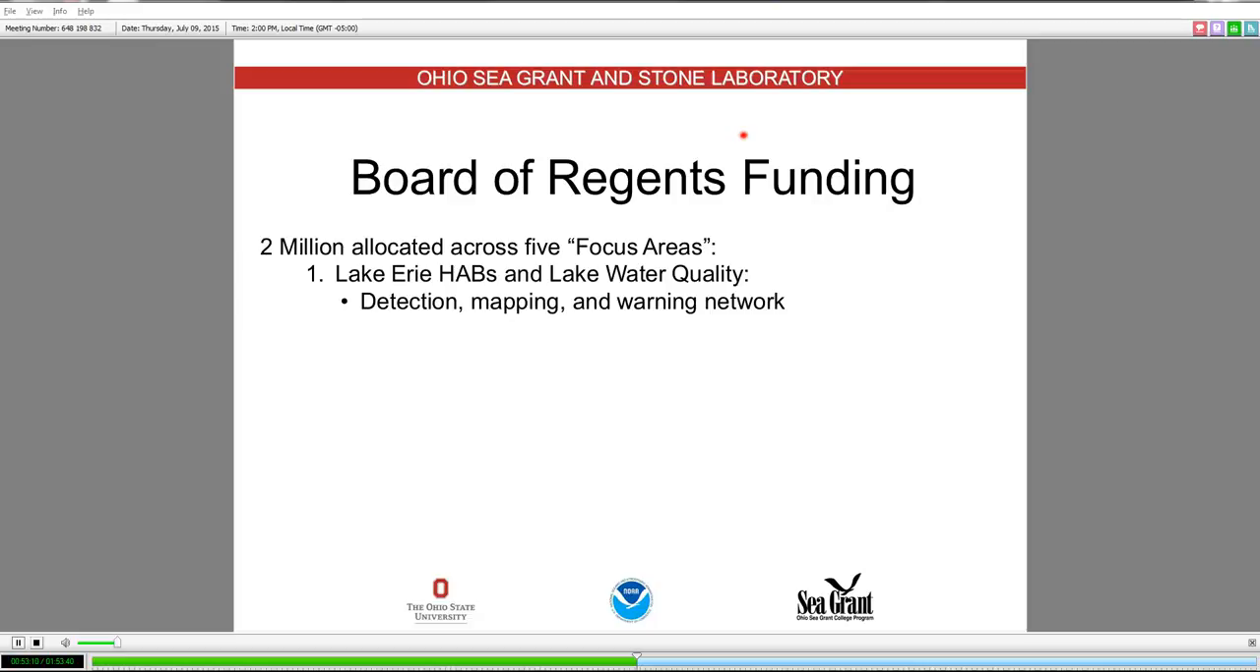The other thing I'd like to highlight before I quickly go through the 5 focus areas is that for the selection of these projects, not only the selection, but the guidance as these projects move forward over the next 2 years, we have an advisory board in place that has representatives from Ohio EPA, Ohio DNR, the Department of Health, Department of Agriculture, and the Lake Erie Commission. So definitely these projects are being guided by individuals that know what the state's goals are and their directive. So again, $2 million allocated over 5 focus areas.